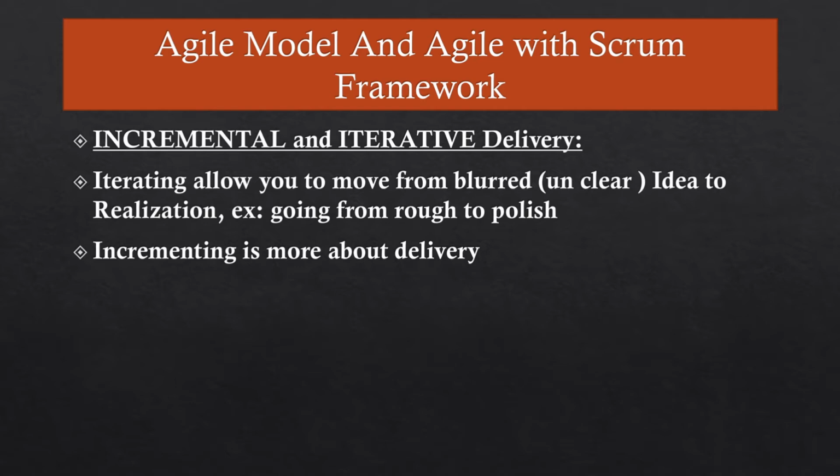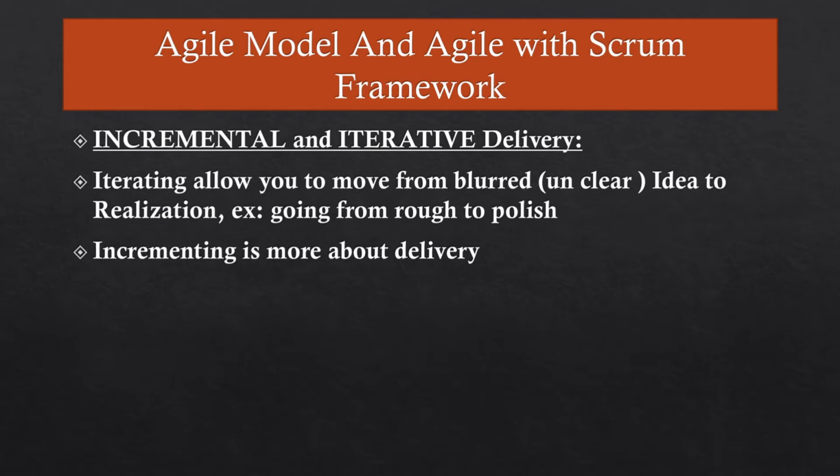During this iterating process we don't have any complete picture, so we start from a blurred, unclear picture and move to the real part, where you are seeing the original software application. For example, in real terms it is like a rough to polished view. So that is about iterating.